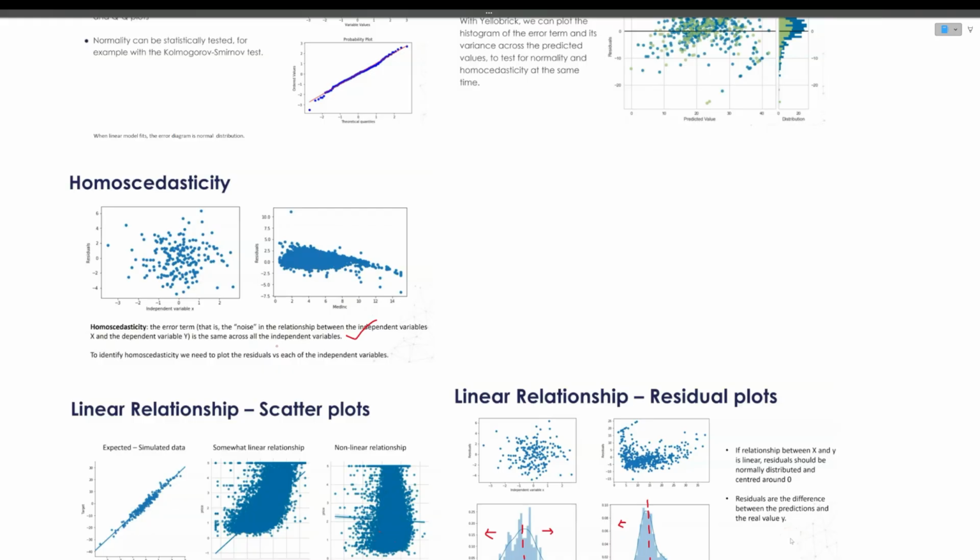To identify this, we need to plot the residuals versus each of the independent variables. The independent variables are x, because depending on them we have y, right? So the error term is the same across all the independent variables. You can see these are independent variables and these are residuals. We just plot them, and we can find this scenario.